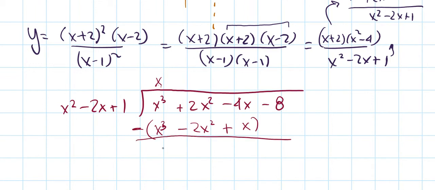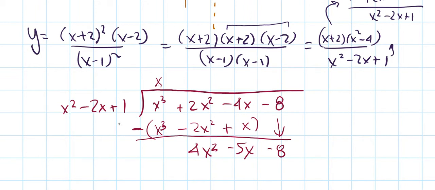X cubed minus x squared. X cubed minus x cubed, 0. 2x squared minus negative 2 gives us 4x squared. Negative 4x minus x is negative 5x. And then I'm going to bring down a negative 8. Okay, what does that do for us?